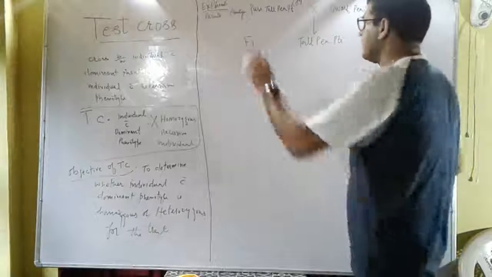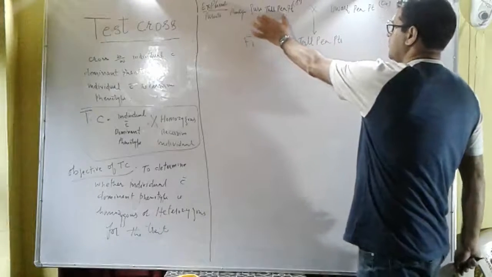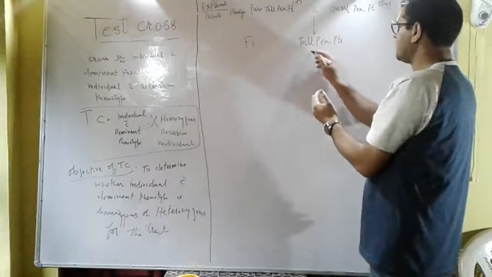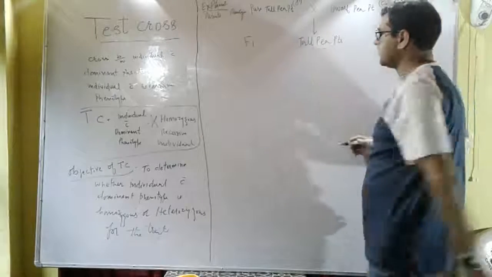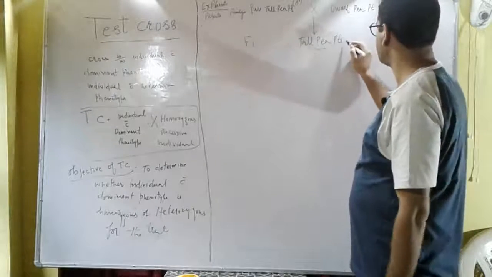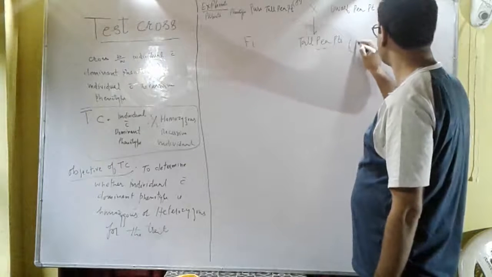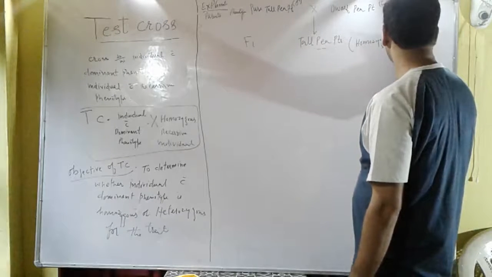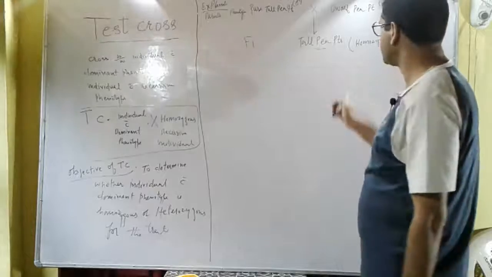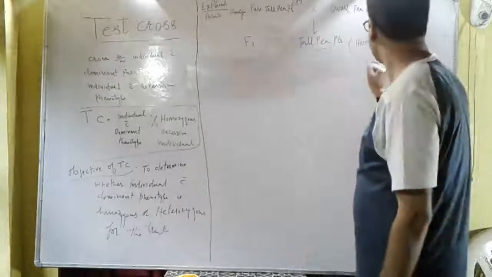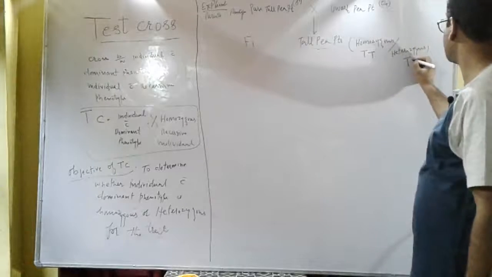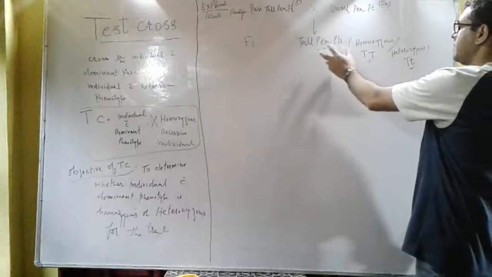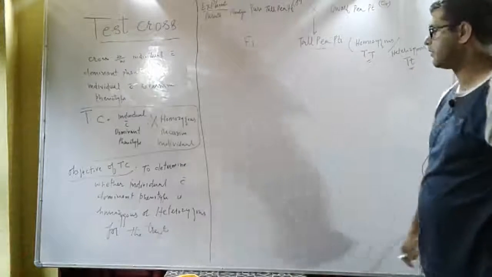What I mean to say is that Mendel crossed the pure tall pea plant with the dwarf pea plant, and in the F1 generation he obtained tall pea plants. But these tall pea plants could be homozygous or heterozygous. That means they would have the genotype capital T capital T, or they would have the genotype capital T, small t.